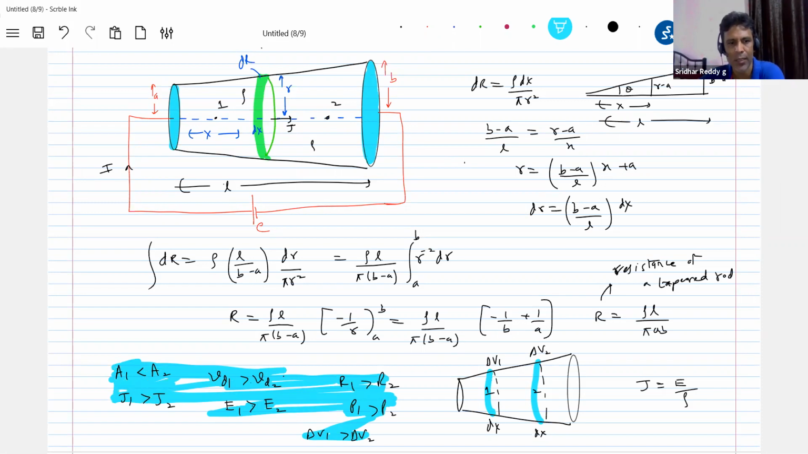For different shaped conductors, not just finding out the resistance, you should compare all the other parameters related to Ohm's law. What are the other parameters? Drift speed, current density, electric field intensity, the resistance of that element, potential difference across the element, and power dissipated. Okay, fine.